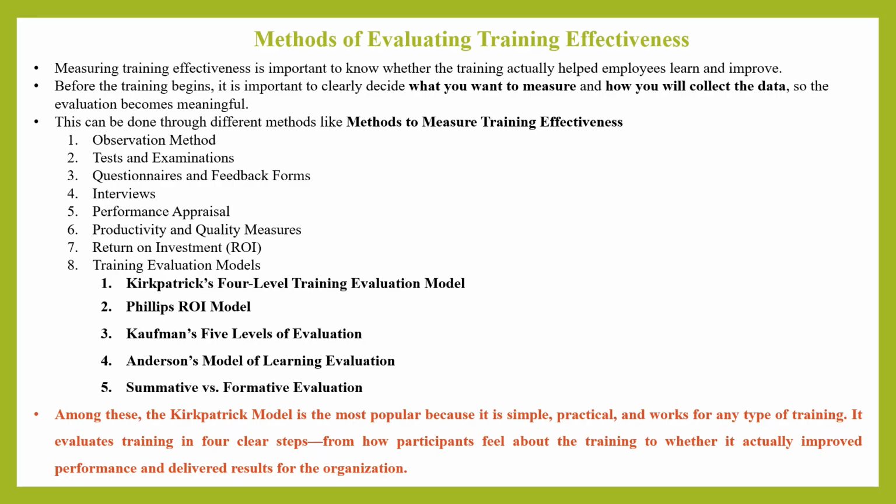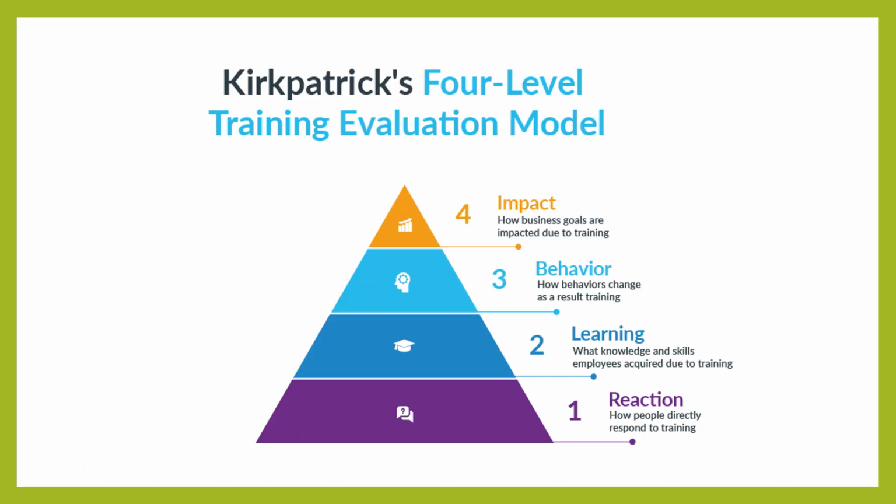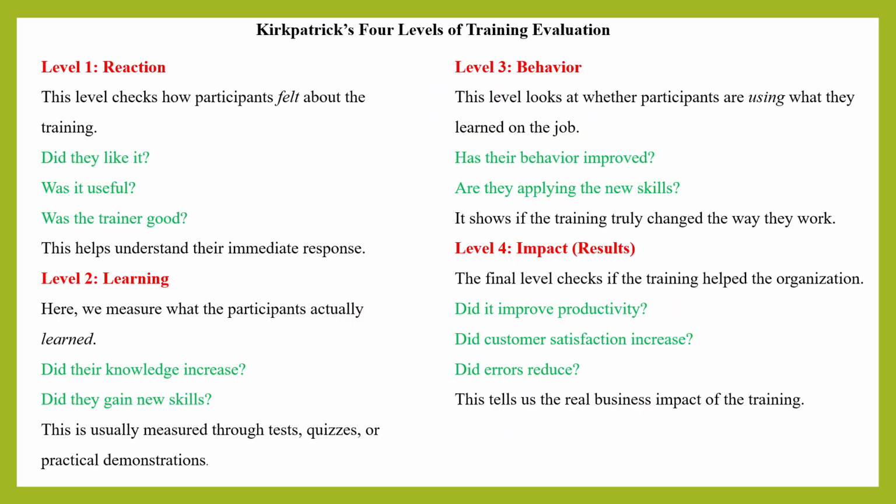So let's understand it. Kirkpatrick's 4-level training evaluation model includes 4 different levels. The first one is reaction, then learning, behavior, and the fourth one is impact. So let's see in detail. Kirkpatrick's model has four levels. Level one is reaction. Here it helps to understand, did the employee enjoy the training? Was it useful? The second level is learning.